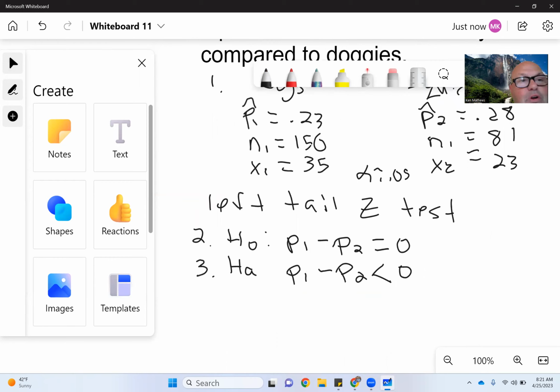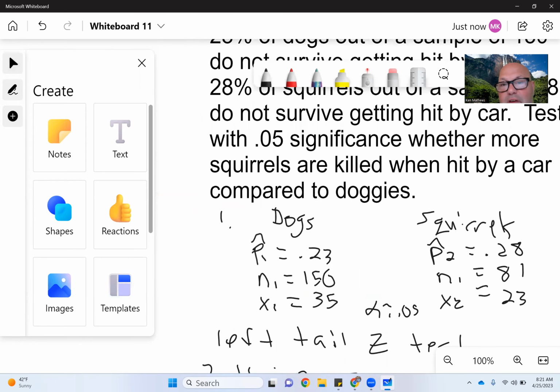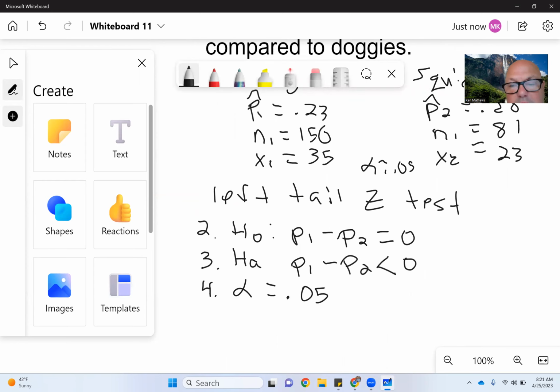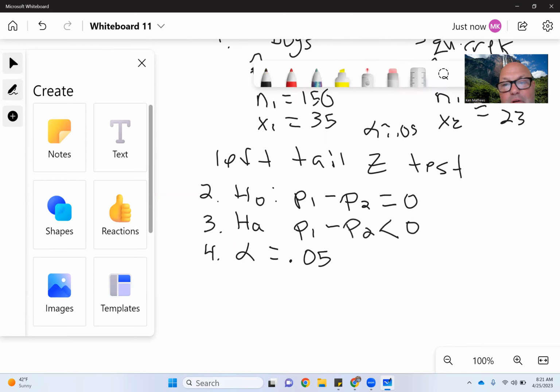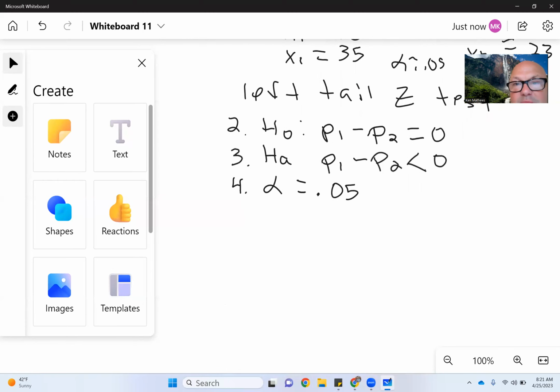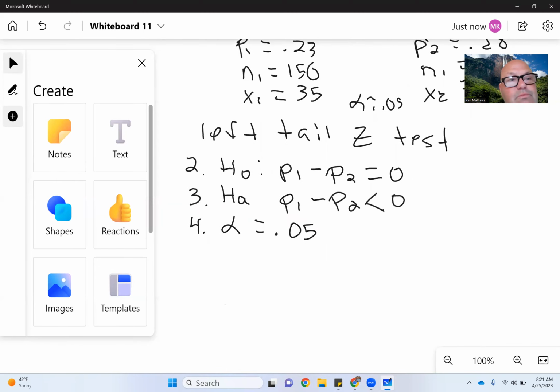All right, now for step 4, we have to give our alpha level. Our significance level is, did we say 0.05 or 0.01? I forget. 0.05. Okay, great. All right. Now we're ready to draw a picture a little bit. Okay. So this is step 5 and 6.